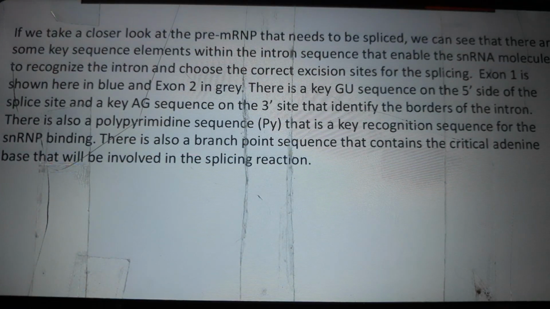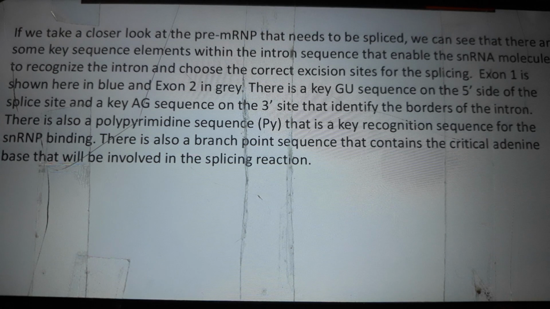If we take a closer look at the pre-mRNA that needs to be spliced, we can see that there are some key sequence elements within the intron sequence that enable these snRNA molecules to recognize the intron and choose the correct excision sites for the splicing. Exon 1 is shown here in blue and exon 2 in gray. There is a key GU sequence on the 5' side of the splice site and a key AG sequence on the 3' side that identify the borders of the intron.